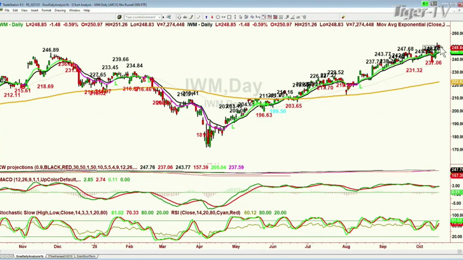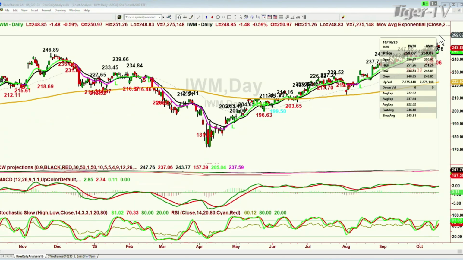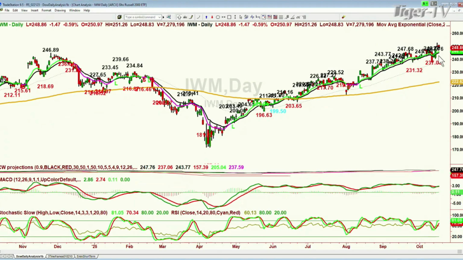248.74 automated resistance level. It went all the way to 251.26, and now it's pulling back a little bit, and you've only got one support level at 237.06, all the way down to 231.32. The fewer support levels, the greater the chances are that it's going to come down towards that, and the greater the number of resistance levels, it means even if it pops above it, it has to spike sharply above to hold.